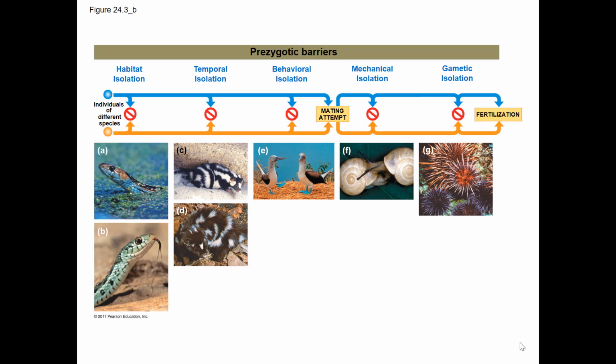Another one is temporal. What does that mean? Temporal isolation means that they do not reproduce at the same time. You see this a lot with plants, where similar species will flower at different times of the year. The reason they don't reproduce is because they form their reproductive structures at different times of the year. You'll see this with animals as well, where maybe their breeding season is just slightly off.